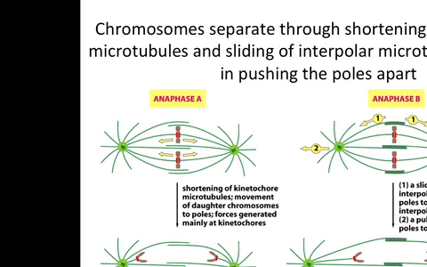Okay, so chromosomes are going to separate through shortening of the kinetochore microtubules and sliding of these interpolar microtubules, resulting in pushing. So there's two things happening, right? One is that your kinetochore microtubules are going to have that catastrophe. They're going to separate and move towards the poles. And then you're also going to have those interpolar microtubules that are being slid away from each other by the motor proteins that are going to push the poles further apart. Remember, that's anaphase.